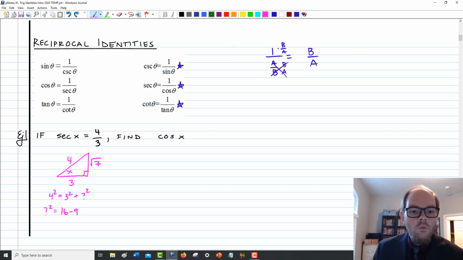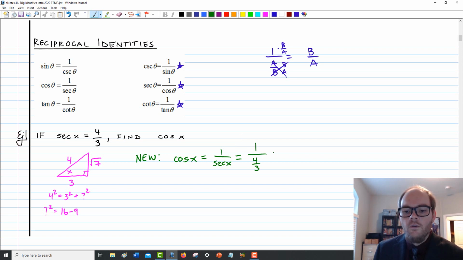Having said that, though, with this new approach in place, with this new identity approach, for more complicated problems than this one at least, a good way to think about it would be instead this way. We know that cosine of x is equal to 1 over secant of x, presumably. Since we were told that secant was 4/3, this is equivalent to 1 over 4/3, which is equal to 3/4. And there is our answer.